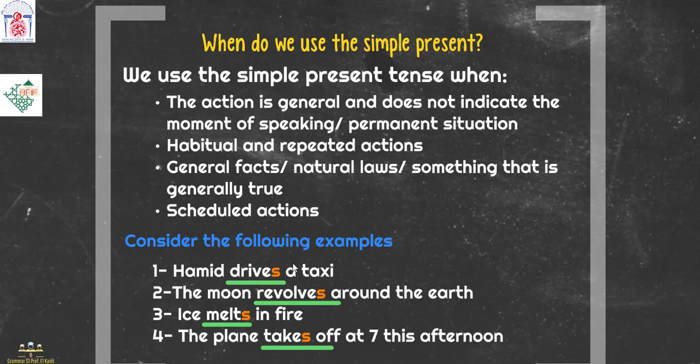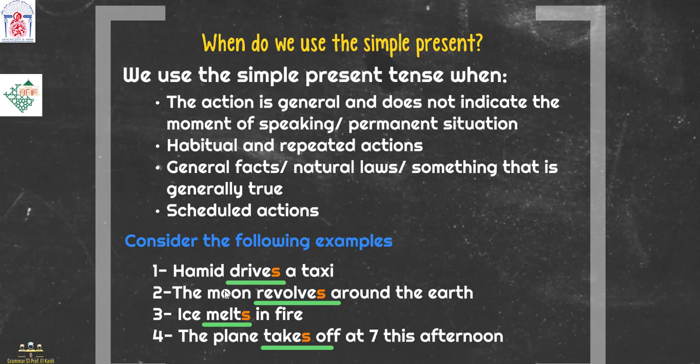Hamid drives a taxi. Now here, when I say Hamid drives a taxi, I don't mean that he is driving a taxi now, right? But he drives a taxi as a job. So that's a general action that does not indicate that the verb is taking place at the time of speaking, okay? It is a permanent situation, okay?